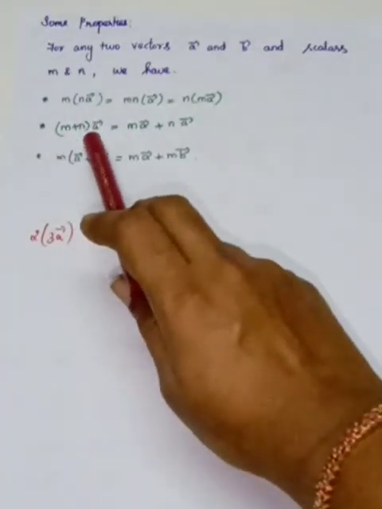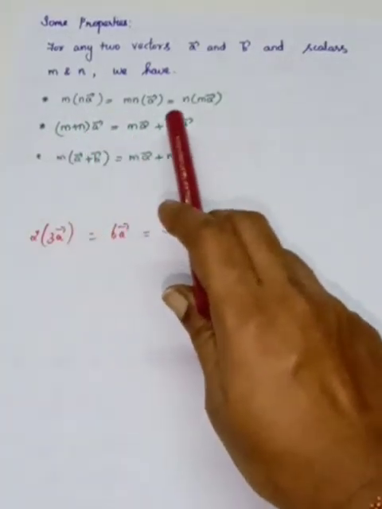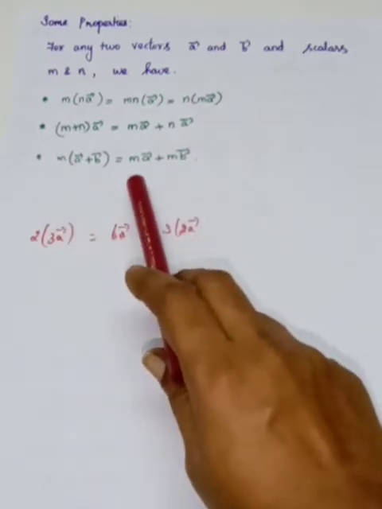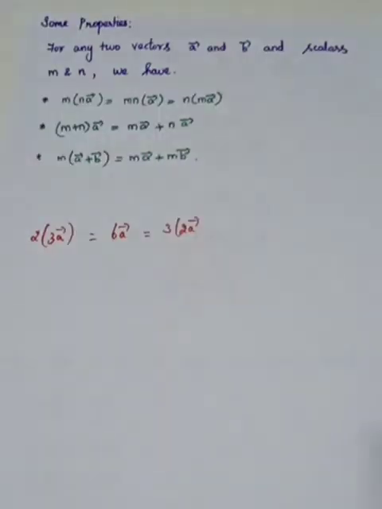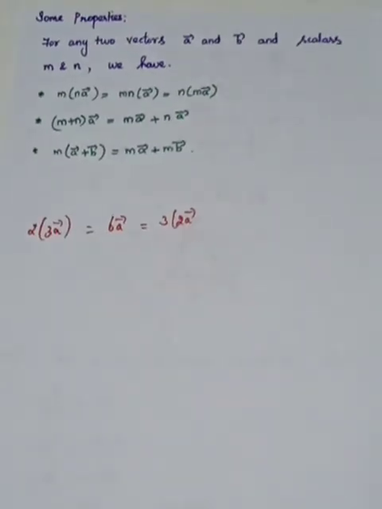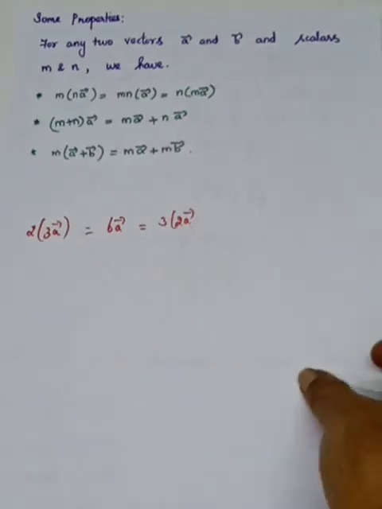And m plus n into a vector can be written as m a vector plus n a vector. m into a vector plus b vector can be written as m a vector plus m b vector. So next one, we are moving to the position vectors. What is it? Position vectors.